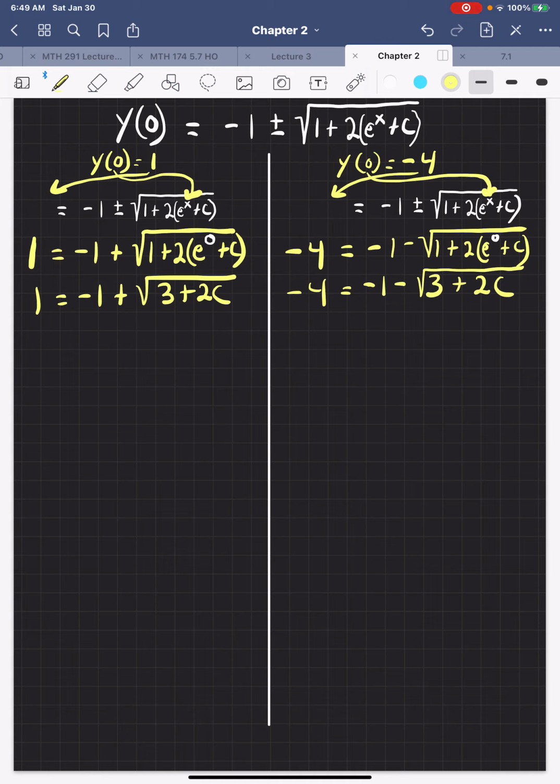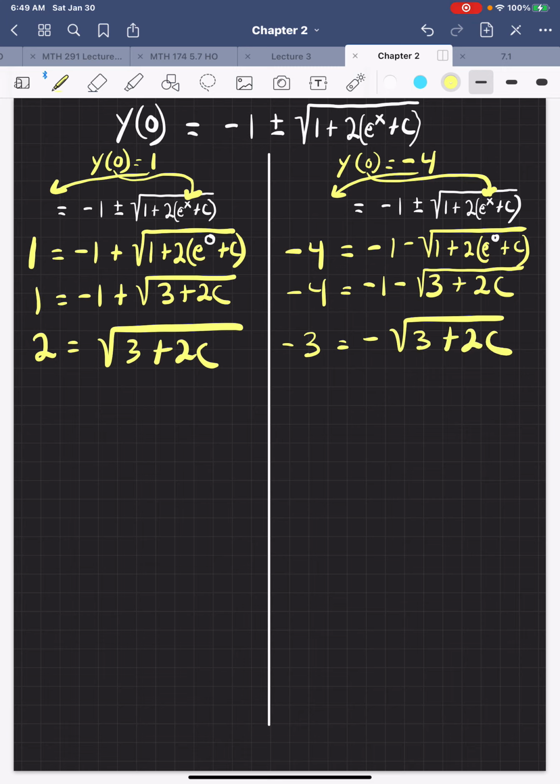Okay, so we can bring this -1 to the other side. So we end up with 2 is equal to the square root of 3 plus 2c. And we end up with -3 is equal to the negative square root of 3 plus 2c. All right, well, the only thing left to do is to square both sides, right? And then solve for c.